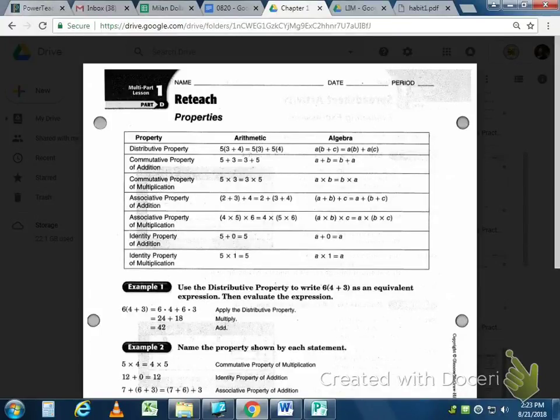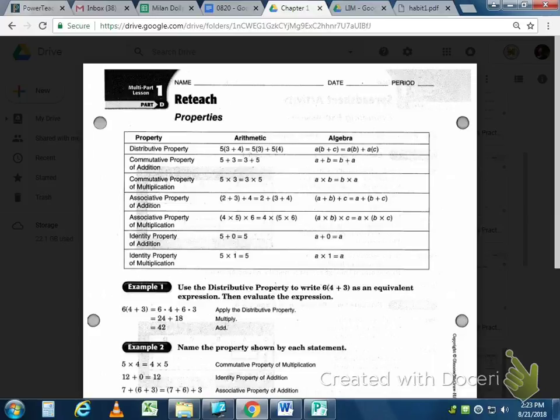1.1D, properties. So you should have seen most of these properties before. There may be one or two new ones. At the chart at the top of the page, it tells what the property is. It shows an example of it using arithmetic, meaning just numbers. And then it shows an example under algebra, meaning throwing in variables. So it can be either or maybe a combination of both, actually.